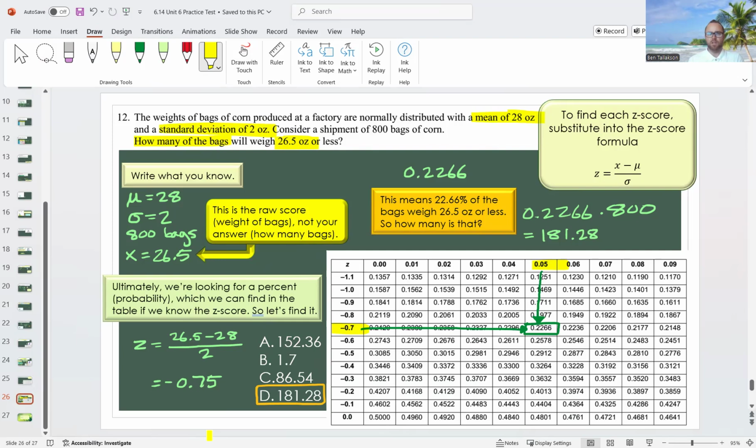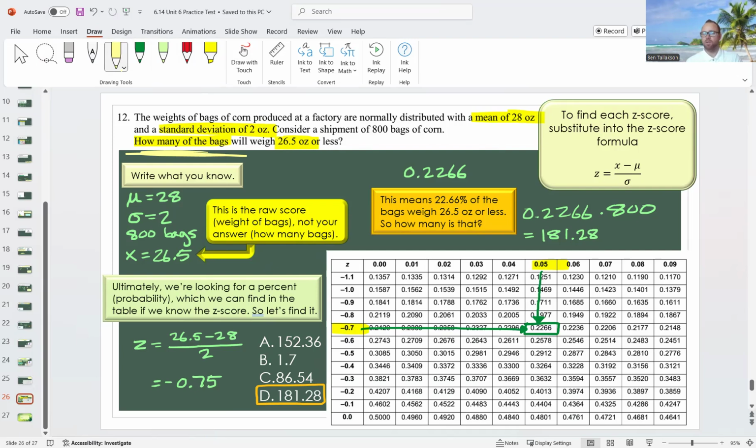We're working our way into the probability to give us 0.2266. Okay, this is where you need to pay close attention because we need to go back to the question. How many bags will weigh 26.5 ounces or less? Okay, well, we just found this value, this probability in the table. But what does that actually mean? It means that 22.66% of the bags weigh 26.5 ounces or less. Okay, that's the percent, but they want to know specifically how many bags. Not a percent, how many.